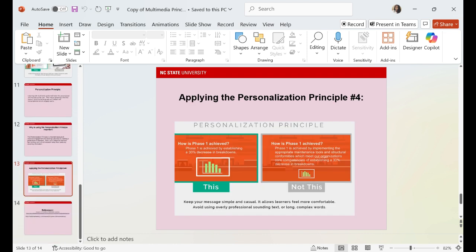This is a picture of what is best in terms of the concept. On my left, it says, how is phase one achieved? And then it gives just one sentence: phase one is achieved by establishing a 30% decrease in breakdowns. And on the right, it gives more of a longer definition. We want to do the one that's on the left, because we want to make sure we keep our message simple and casual. It allows learners to feel more comfortable. You want to avoid using overly professional sounding text or long, complex words.